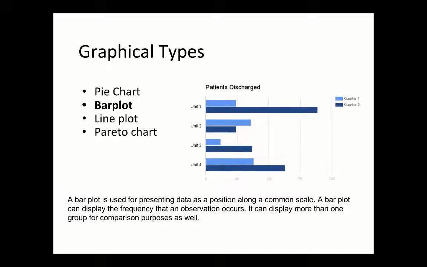A bar plot is used for presenting data as a position along a common scale. A bar plot can display the frequency that an observation occurred. It can also display more than one group for comparison purposes as well. The bars can be drawn vertically or they can be drawn horizontally. A horizontal bar plot typically is used when presenting data in ascending or descending order.